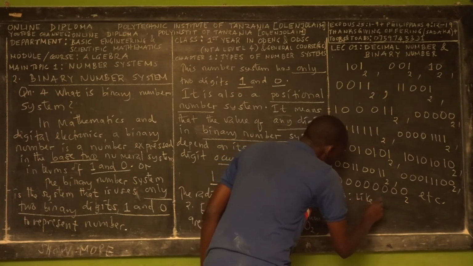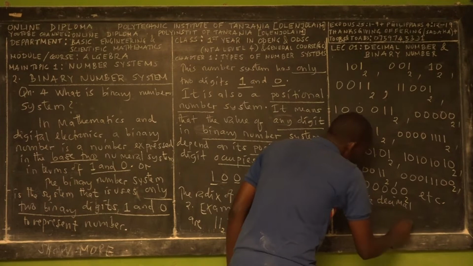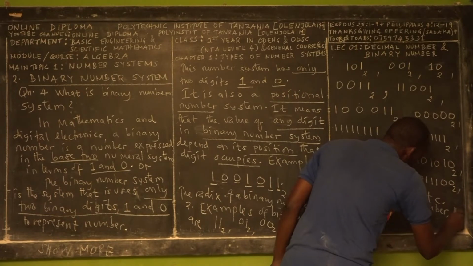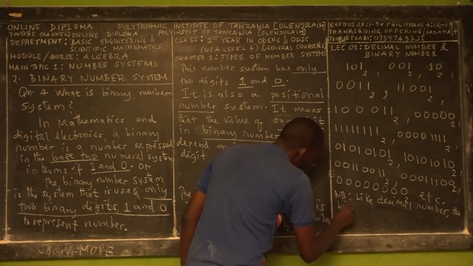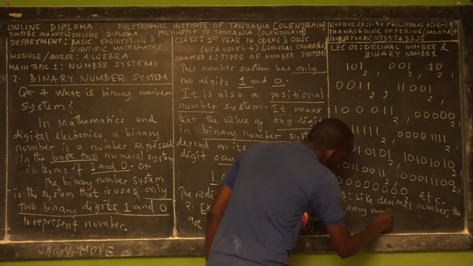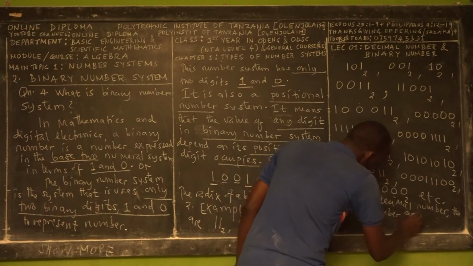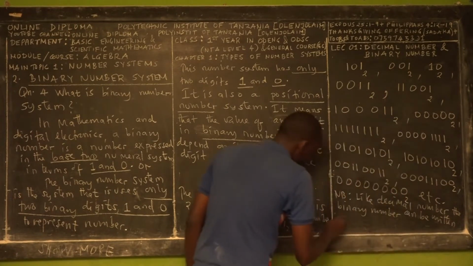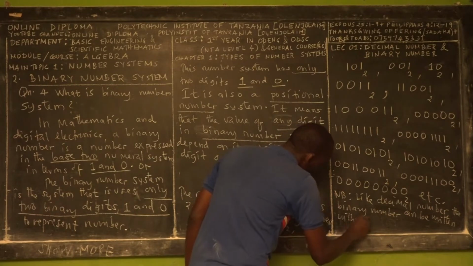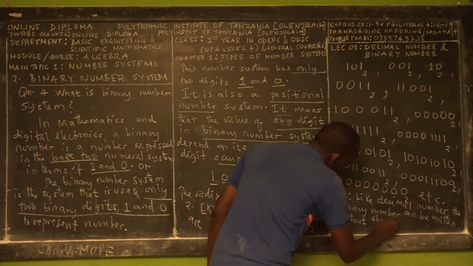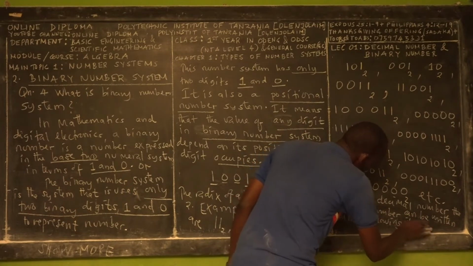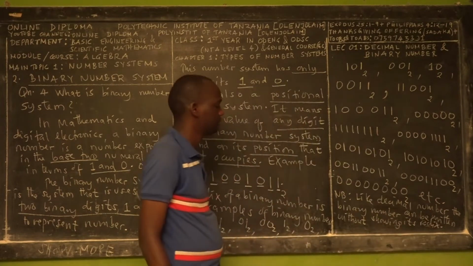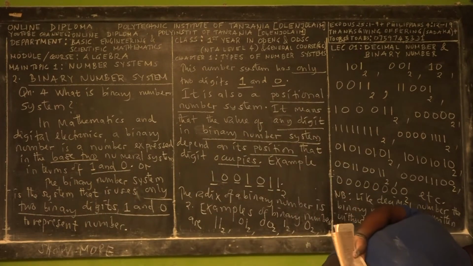Like a decimal number, the binary number can be written without showing its radix. Without showing its radix.